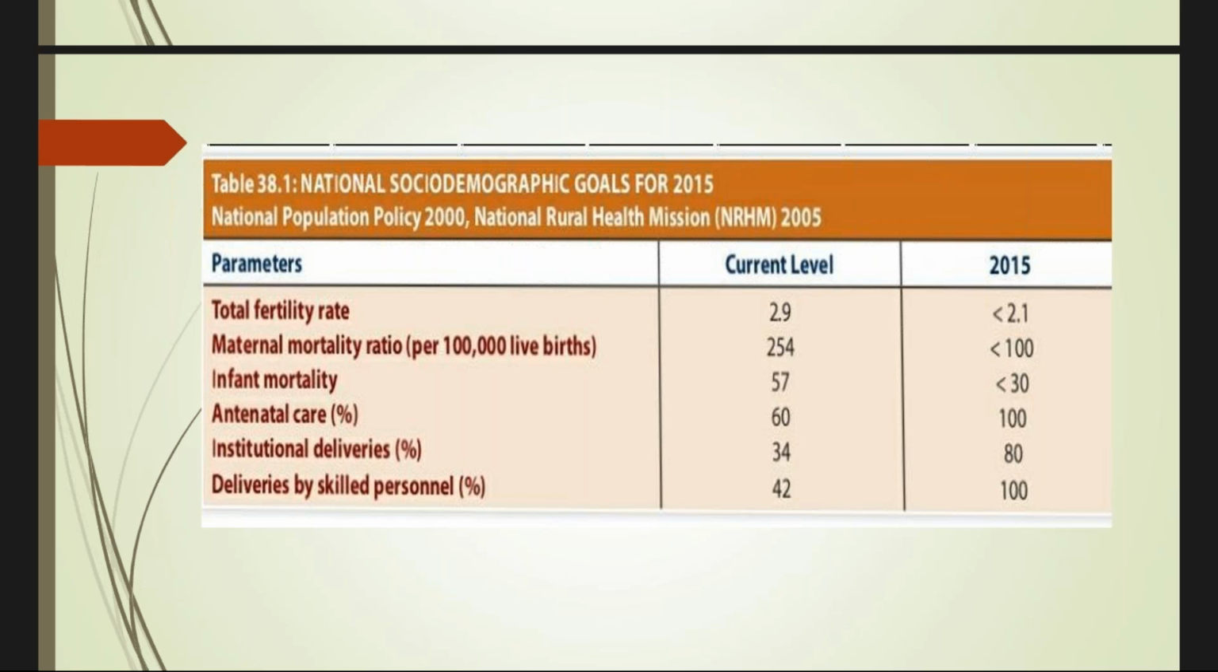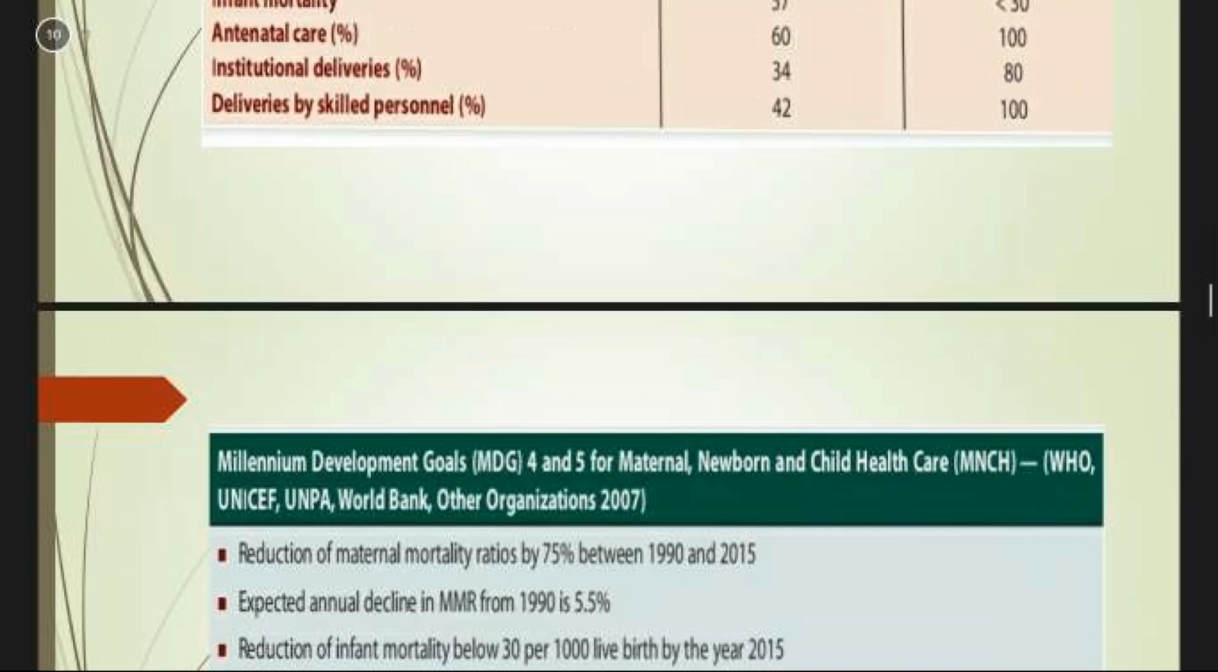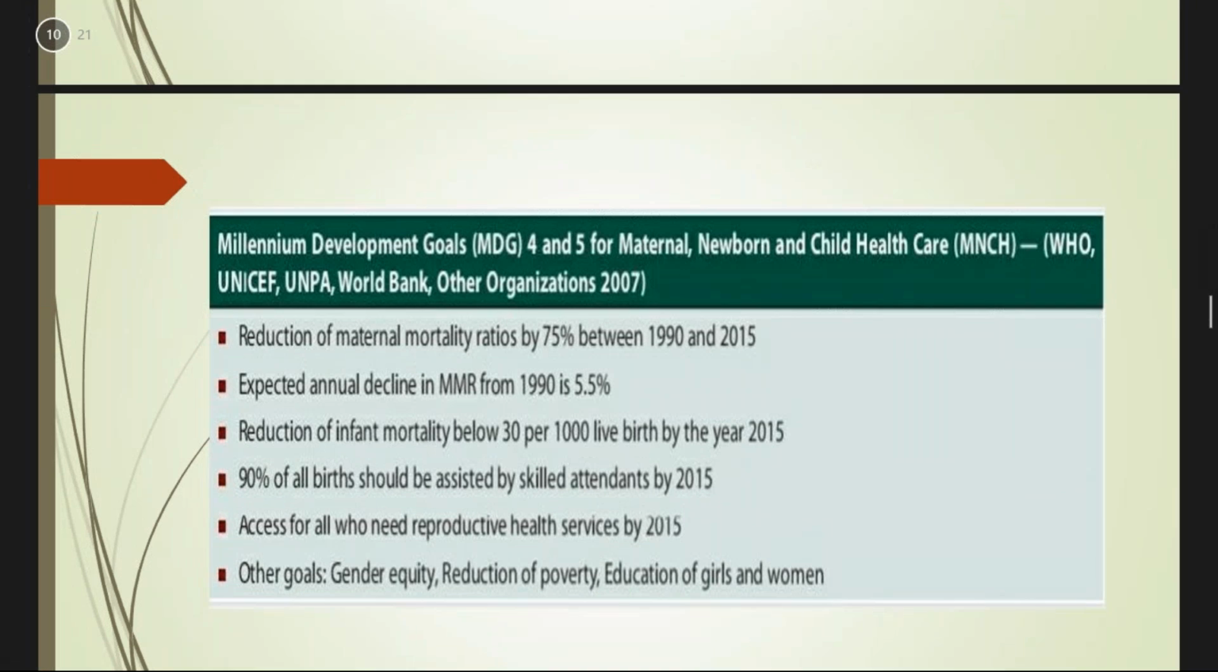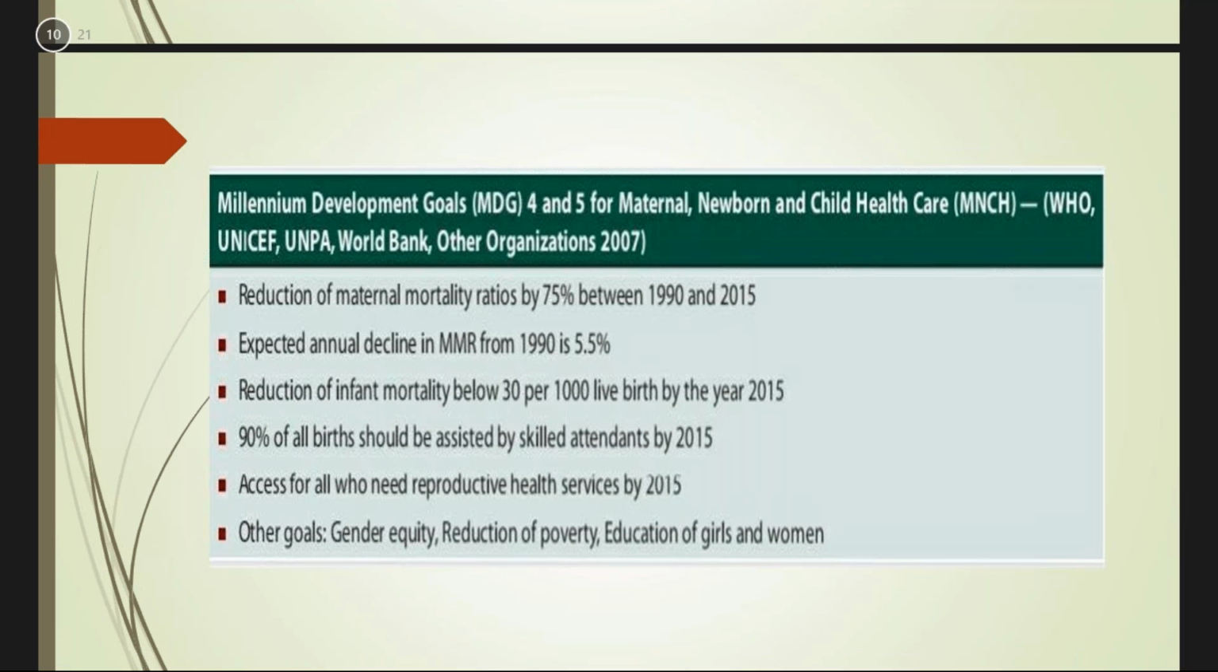Next, antenatal care is 60%. For 2015 our goal is 100. Institutional deliveries, skilled personnel. These days these institutional deliveries have increased. People are having knowledge because of these ASHA workers and all. Each ASHA worker is attached to about 30 antenatal women. All the antenatal women in the village should be attached to an ASHA worker.